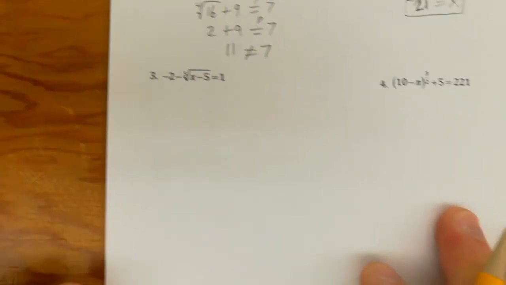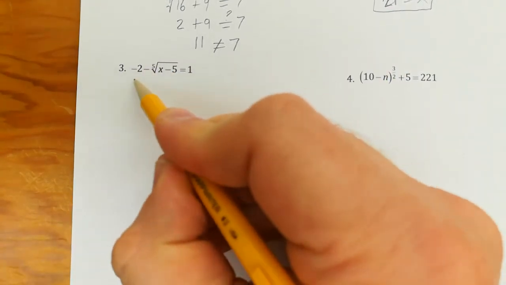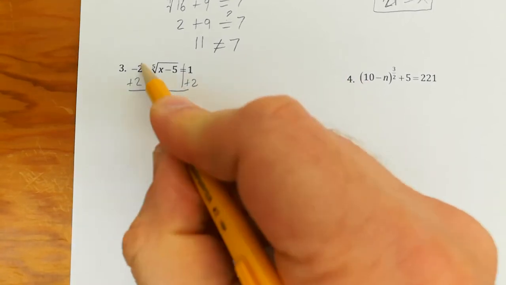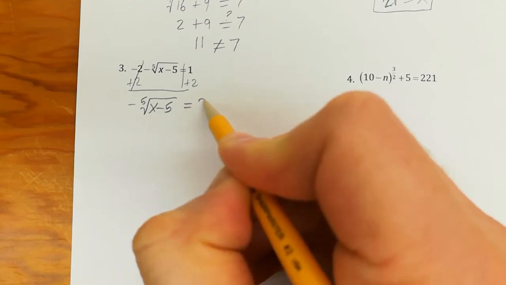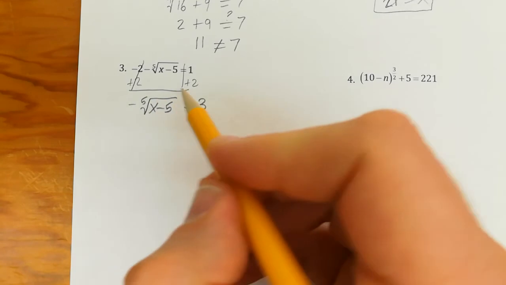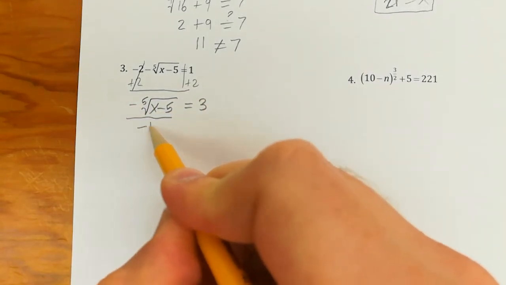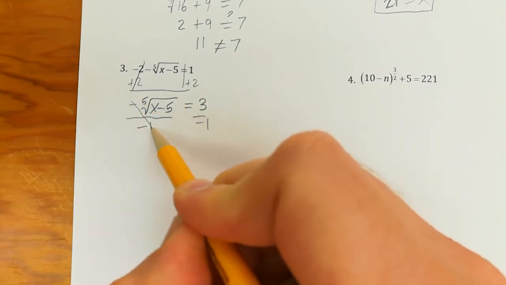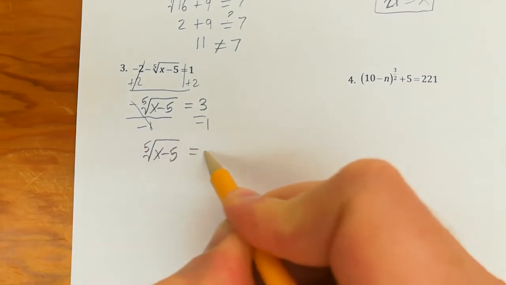Okay, let me do number 3. This one, we would want to isolate the radical. So I'm going to add 2 to both sides. And so I have -5th root x minus 5 equals 3. And then we want to get rid of this negative. There is a way you could deal with the negative, raise both sides to a power and deal with the negative, but I prefer not to think about that. I'd rather just divide both sides by -1. That gets rid of the negative, and then we get 5th root of x minus 5 equals -3.